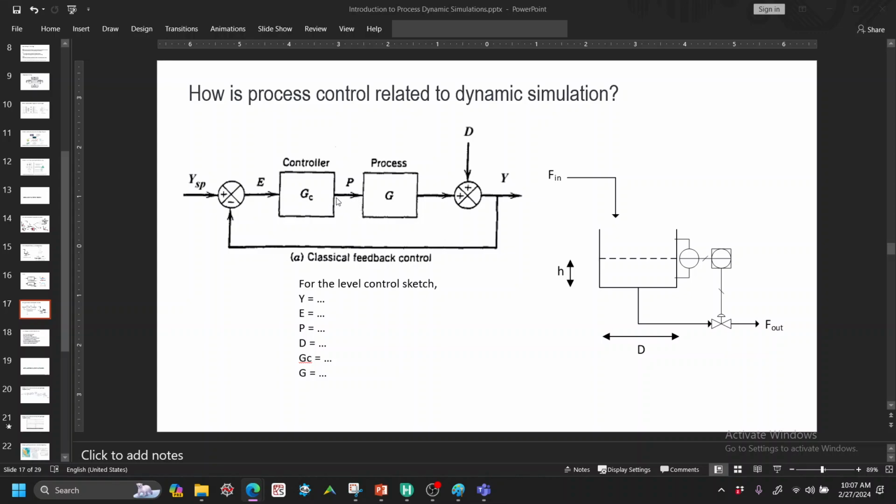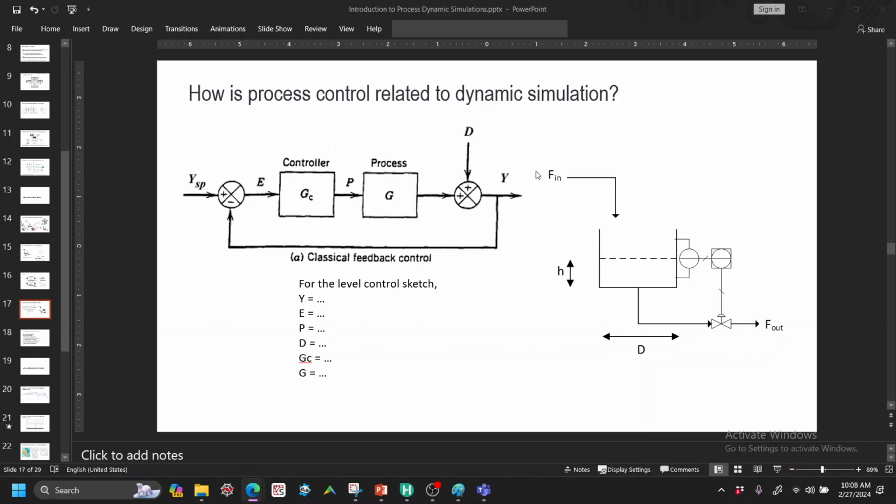It goes to the controller, and once it knows what the difference is, it calculates whether we need to close or open the valve, and sends signals to the final control element. If we open this, the whole flow rate increases. If we close it, the flow rate decreases. So this P is the F out, and this is your process. If the outflow goes up, the level drops. If the valve is closed, the level goes up. And this is your H.